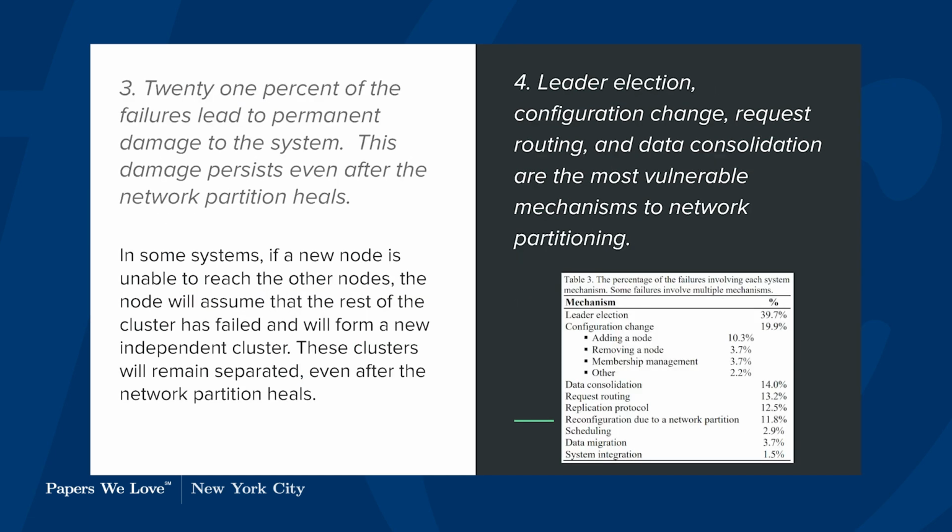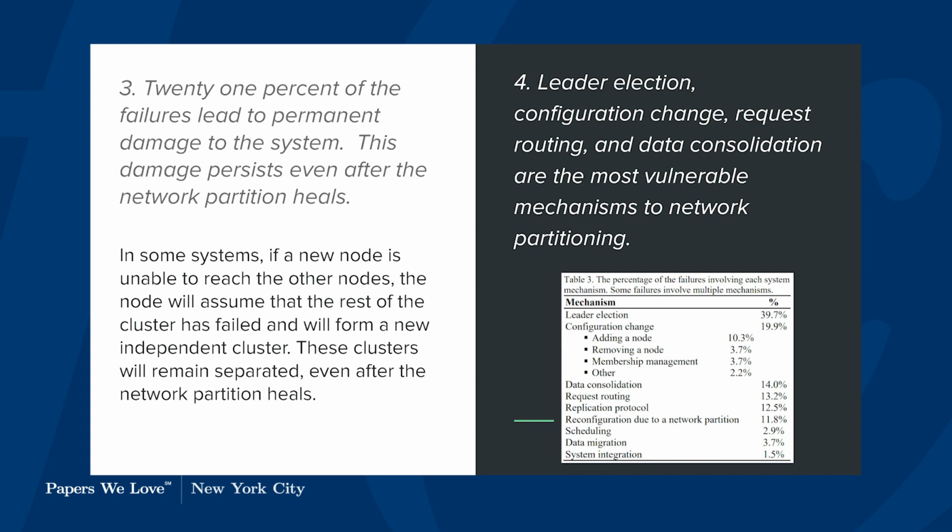The next finding is that 21% of failures lead to permanent damage to the system, and this permanent damage persists even after the network partition heals. In some systems, if a new node is unable to reach the other nodes as it joins the network, it assumes the entire network is dead and it is the sole survivor, and it creates itself a new independent cluster. Then even after the network partition is healed and the two clusters can talk to each other, the new cluster doesn't realize there was a mistake and that it should join the other cluster. These two clusters remain independent of each other, and so clients connecting to these two clusters will end up making your data even more inconsistent than before.